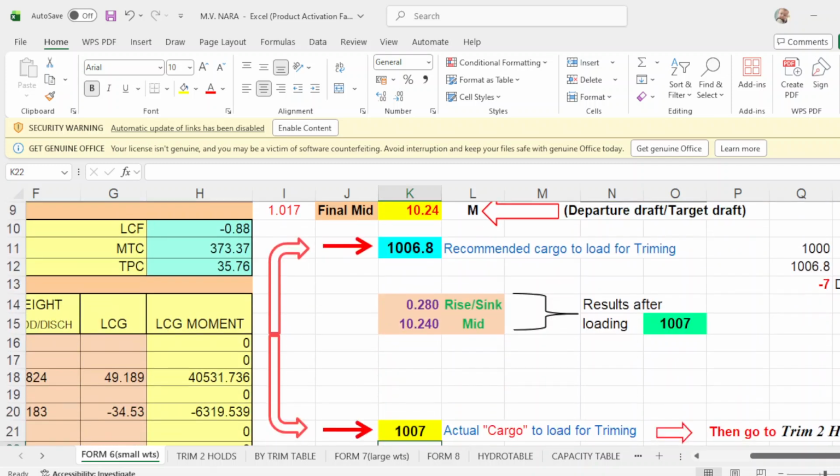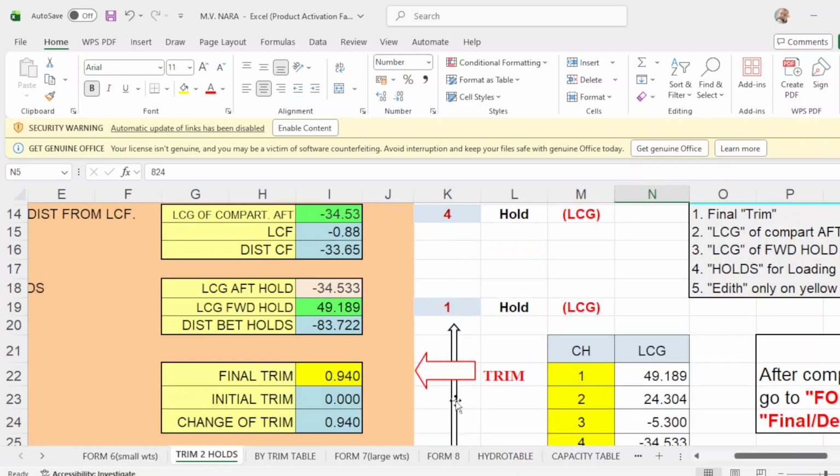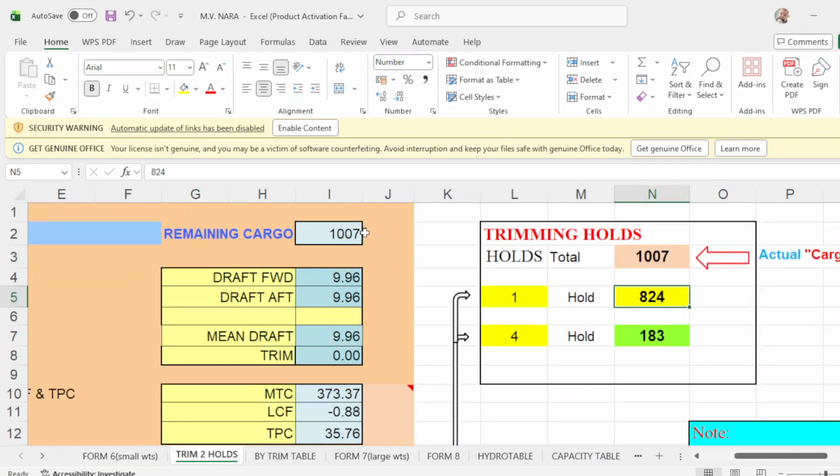Okay, so once you load 1007, then go to trim holds 2. Take note that the recommended cargo to load is 1007. Your initial drop is even keel here and 0 trim. For example, your trimming holds are 1 and 4. Okay, put 4.